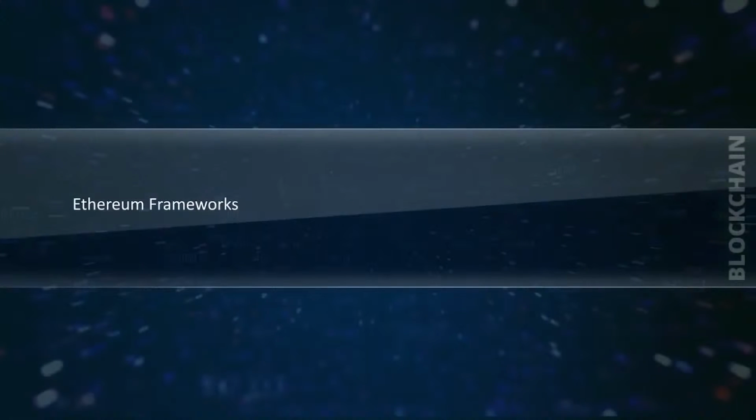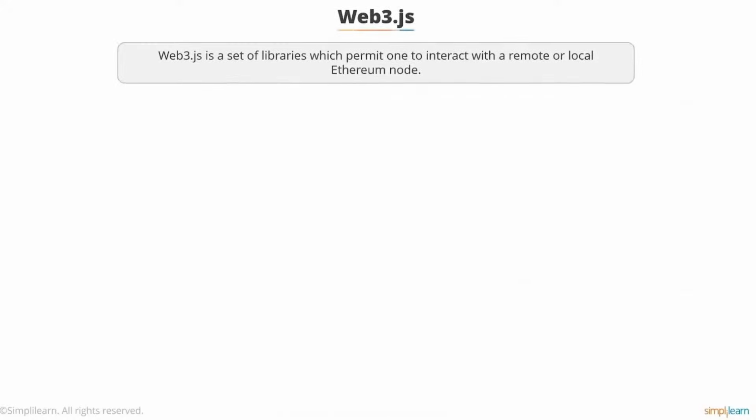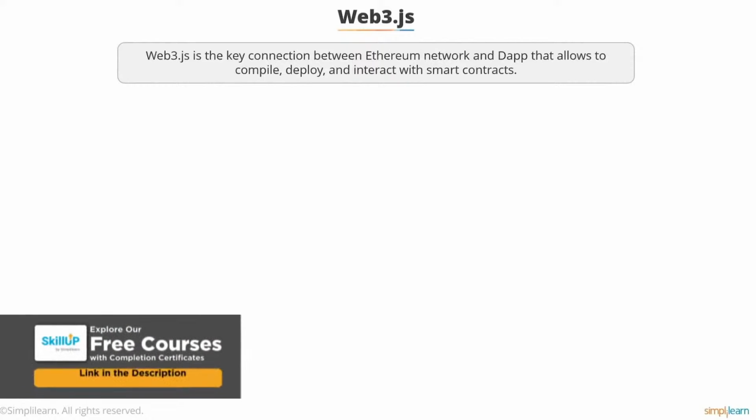Ethereum Frameworks. We'll look at two types of Ethereum frameworks. Web3.js. Web3.js is a set of libraries which permit one to interact with a remote or local Ethereum node. It can be done with the use of IPC or an HTTP connection. The key connection between the Ethereum network and dApp that allows you to compile, deploy, and interact with smart contracts is called Web3.js. It gives us a way to build a website or client that can talk to the Ethereum blockchain.